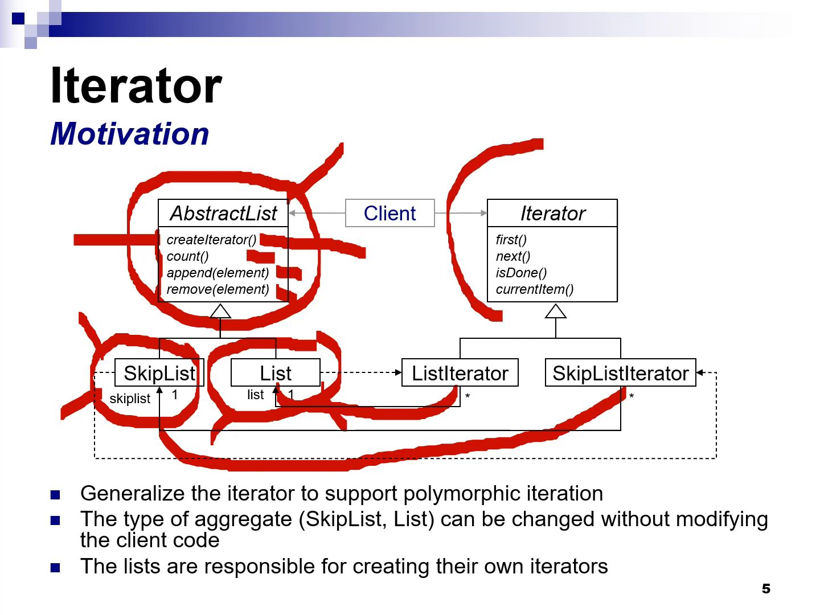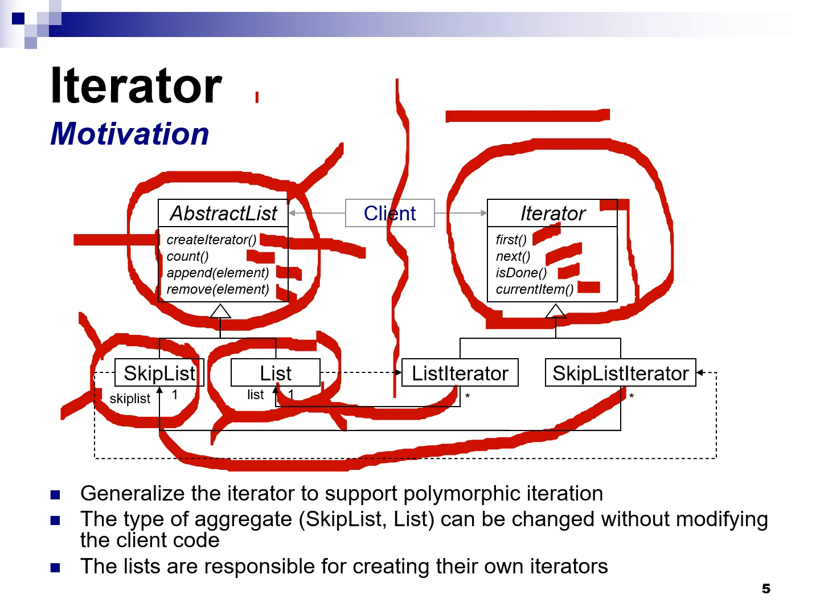Both iterators follow the same interface, which is the class iterator, where you see that we have common methods to go to the first, next element, to check if we are done with the iteration, or to get the current item. So we have separated the collection from the traversal strategies, but the responsibility to create the right type of iterator is given to the abstract list.